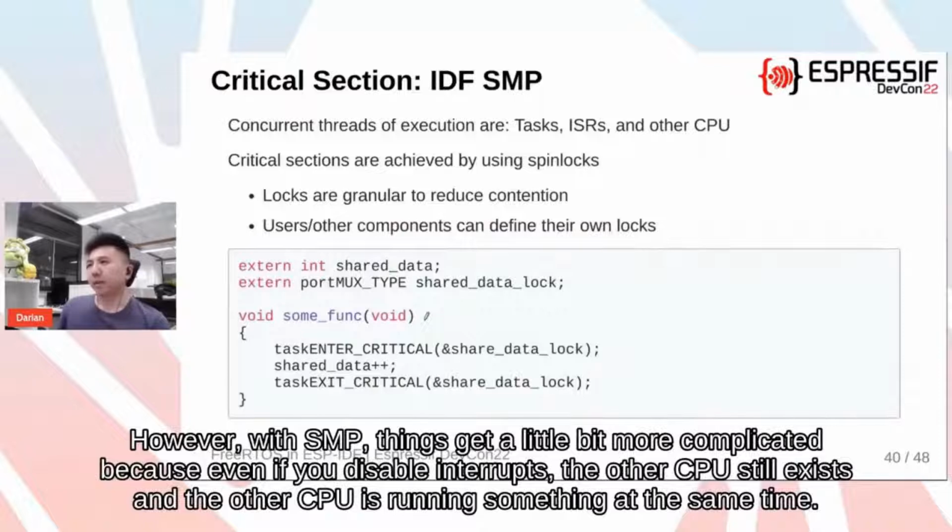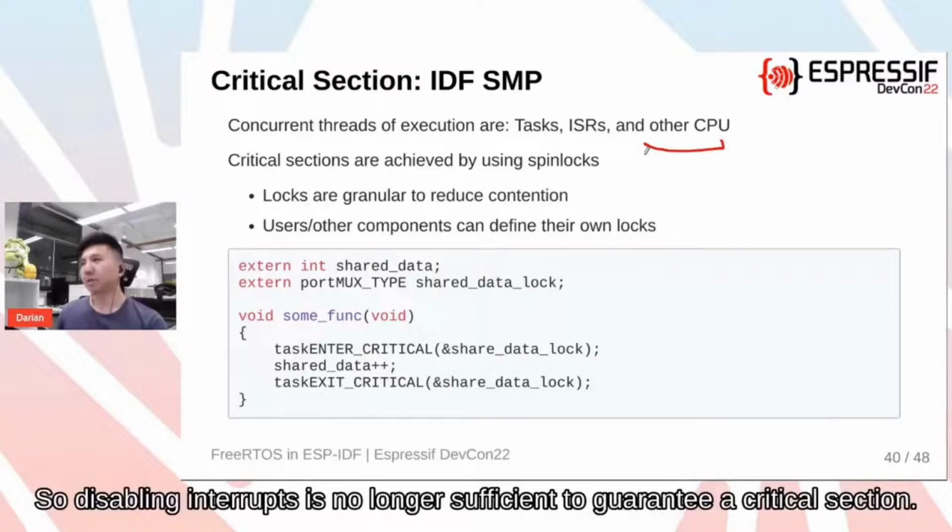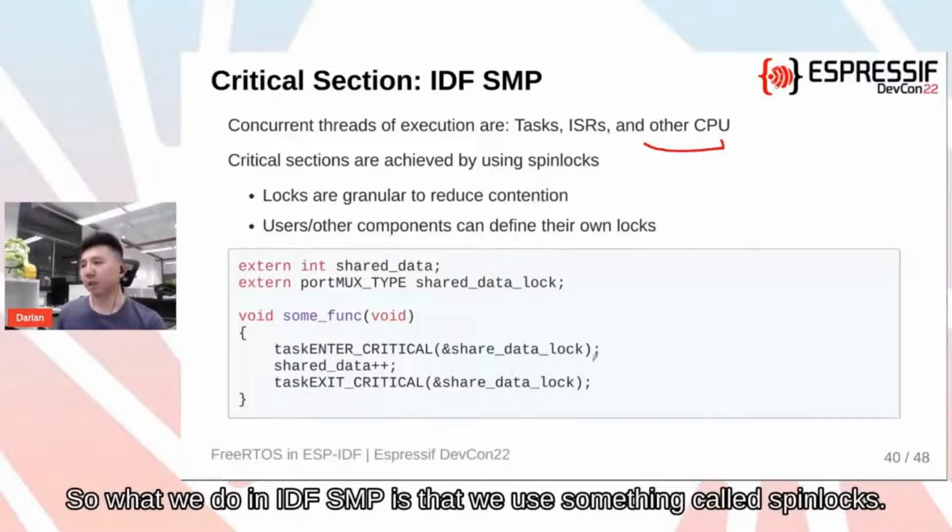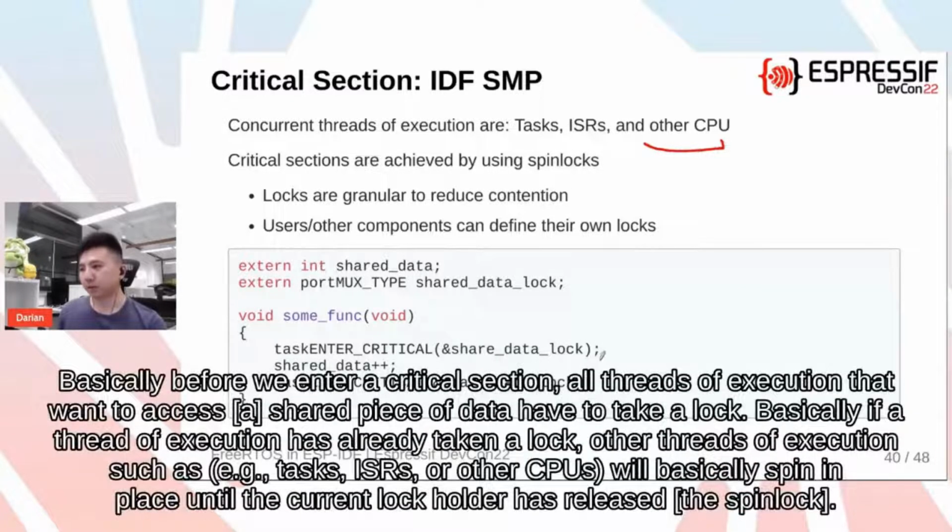However, with SMP, things get a little bit more complicated, because even if you disable interrupts, the other CPU still exists, and the other CPU is running something at the same time. So disabling interrupts is no longer sufficient to guarantee a critical section. So what we do in IDF SMP is that we use something called spin locks. Basically, before we enter a critical section, all threads of execution that want to access that shared piece of data have to take a lock. And if a thread of execution has already taken a lock, other threads of execution, such as tasks, ISRs, or the other CPU, will basically spin in place until the current lock holder has released it.